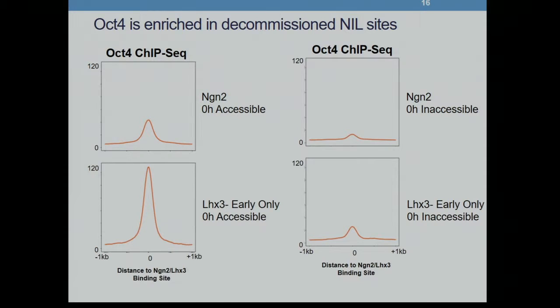And we don't know, of course, if that's because the sites caused the decommissioning of OCT4, or whether OCT4 was already going away and these sites were just binding to open regions that are just open, so they just bound there, and this is more of an accidental thing. So this needs more experiments to determine which scenario is the right one.